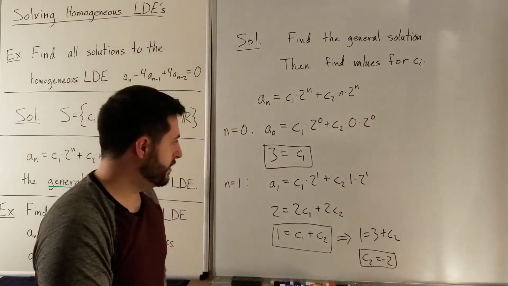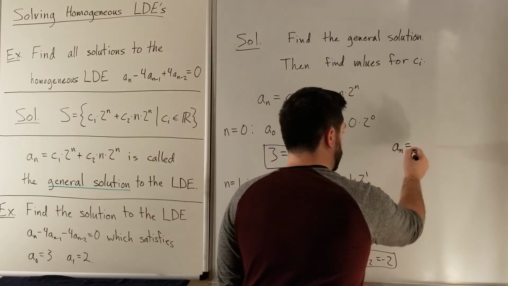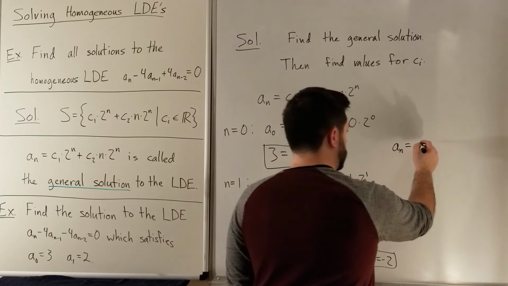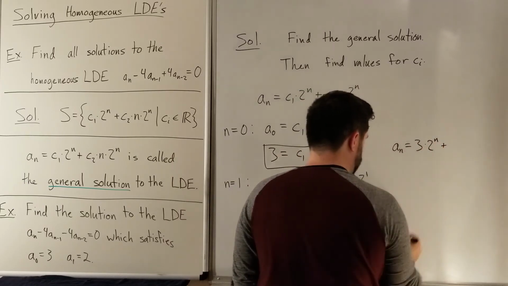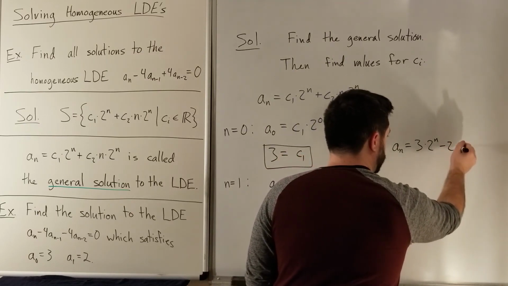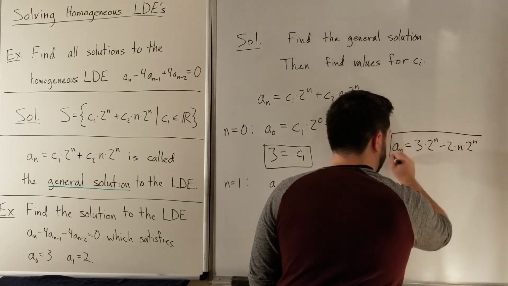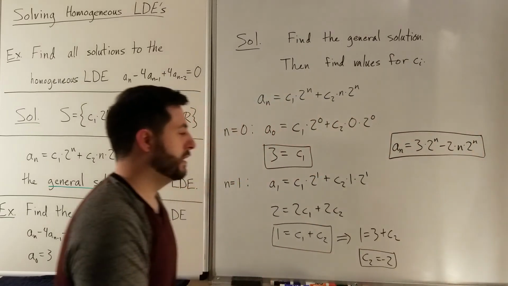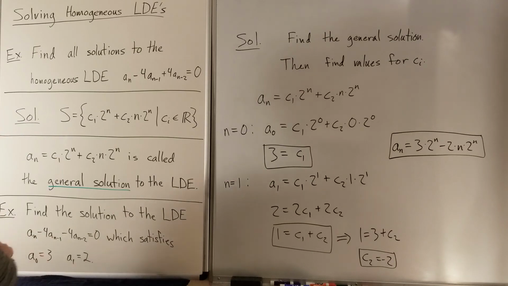Okay, so we have C2, we have C1. Therefore, our specific solution is a sub n equals C1 times 2 to the n plus C2, I'm going to write that as minus 2 times n times 2 to the n. So that is one specific solution to this LDE, which satisfies the fact that if you plug n equals 0 in, you get 3. If you plug n equals 1 in, you get 2.